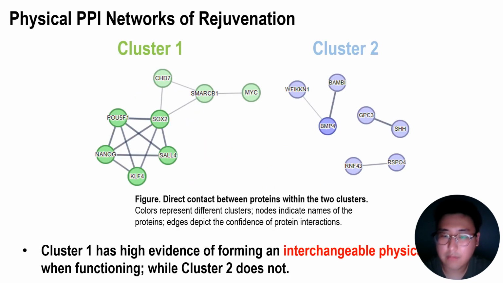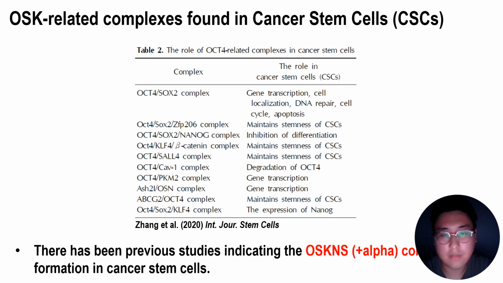Okay, and again, I've reduced it to the physical interactions only. Before I showed you functional, and now I'm showing you physical. In terms of physical, it's the same slide, same figure as the key slide. But over here for BMP4, I've lost many interactions. So cluster 1 has high evidence of forming an interchangeable physical complex when functioning, while cluster 2 does not. Okay, so that's another finding.